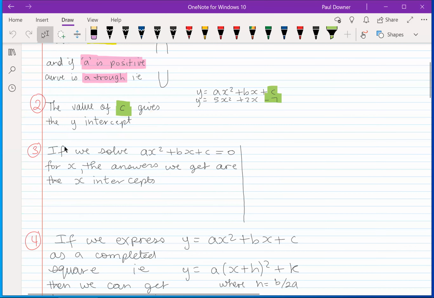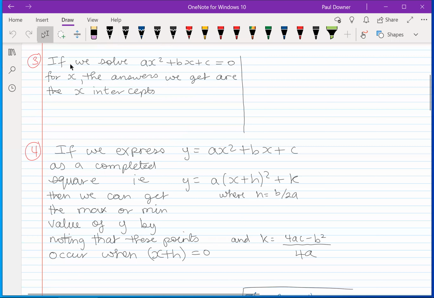Point 2, the value of c will always give us the y-intercept. What c are we talking about? Well, look right here. y is equal to ax squared plus bx plus c is the general form. In this particular case, y is equal to 5x squared plus 2x minus 7, right? If you look, this is the c value here, it's minus 7. So this is where this curve is going to cut the y-axis. That is known as the y-intercept. Good?